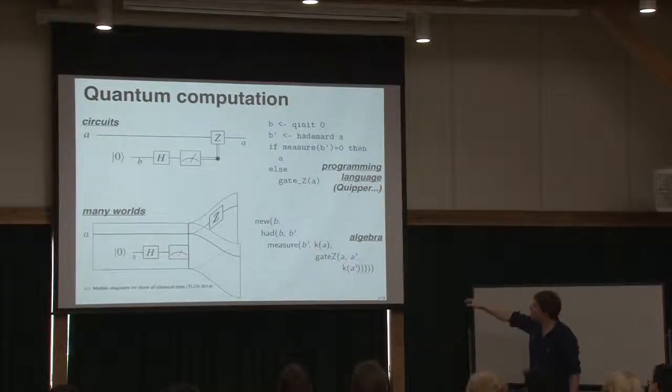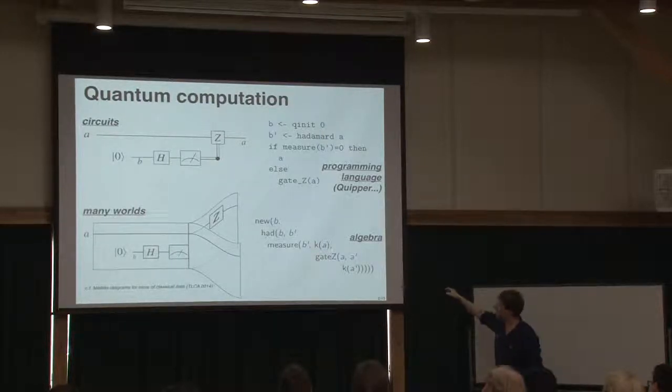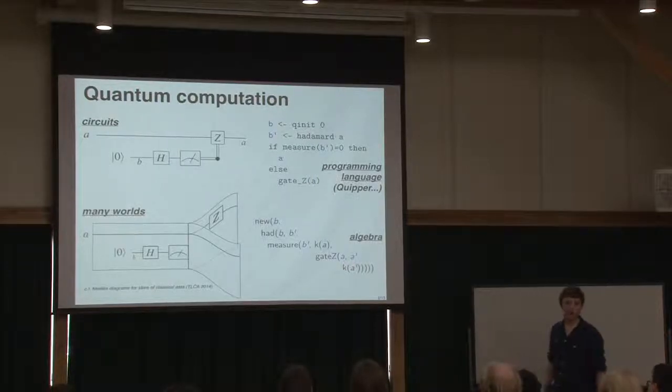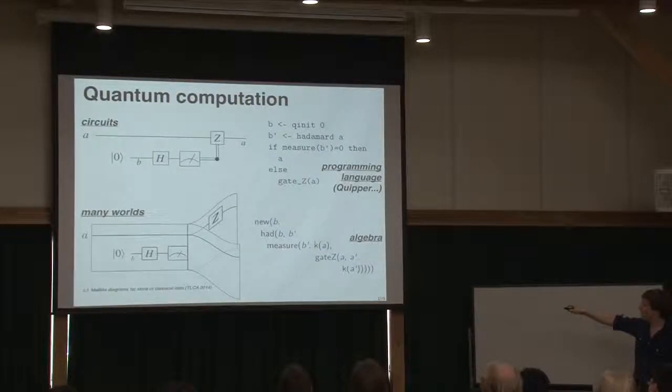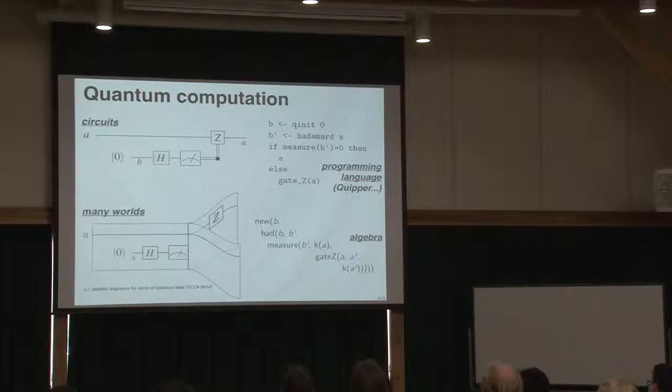We then apply the Hadamard gate to B, giving us a new qubit B prime. We measure B prime, and depending on the measurement, we either return our continuation as past A, or we apply the Z gate and pass the result of that to our continuation. So you see inside this expression, there is no if, then, else, there are no Booleans. It's just the quantum constructions of new qubits, gates, unitary gates, and measurements. That's the formalism I'm going to work with.